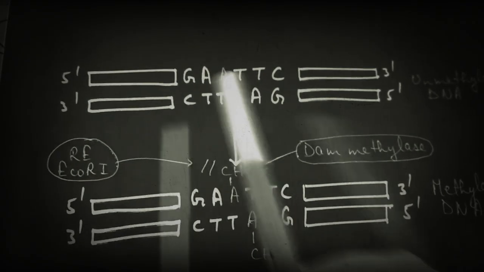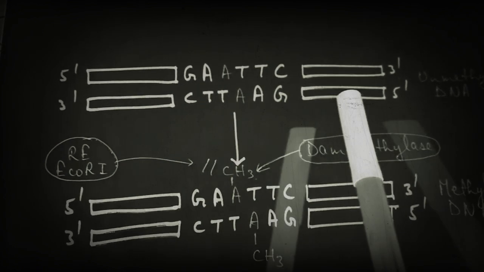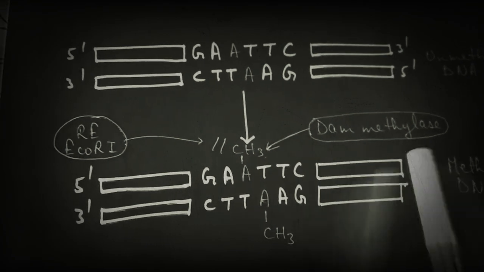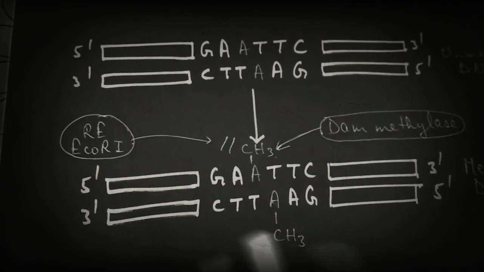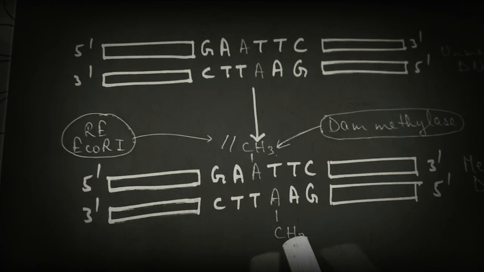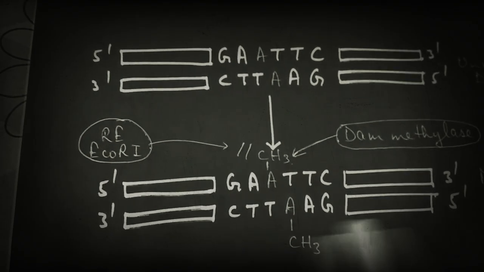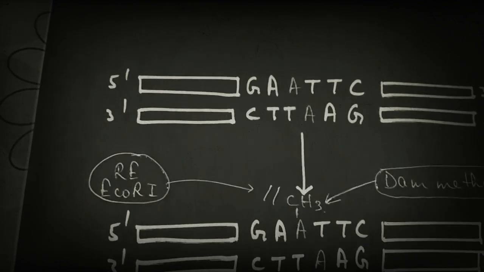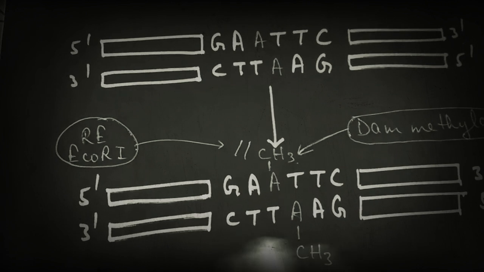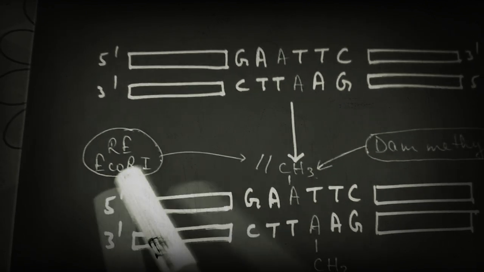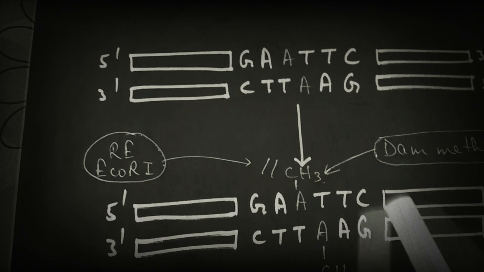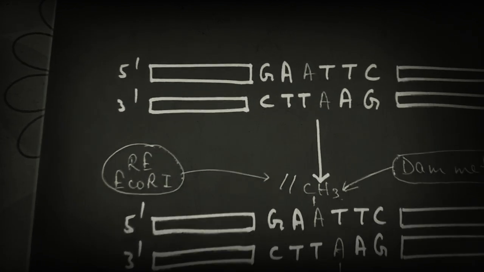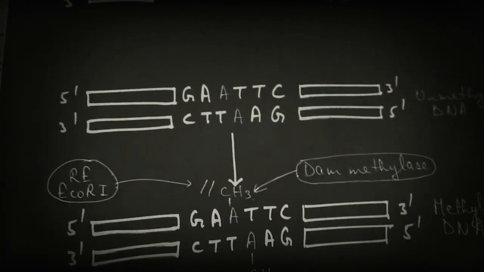As we see, it is an unmethylated DNA, and the modification enzyme, that is Dam methylase, adds a methyl group to one or two bases within the sequence recognized by the enzyme. Once a base is modified, the sequence cannot be digested. Here, EcoR1 will not cleave the methylated DNA. In this way, the host protects its own DNA from restriction enzyme.